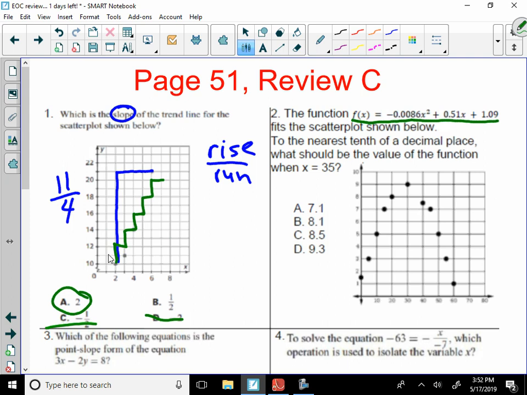Number 2, the function, that is a complicated function. I probably should type it in, but I think I'm just going to use the graph. To the nearest tenth of a decimal place, what should be the value of the function of x equals 35? I'm looking right here. 35 is like right here. I wonder if I'm able to tell from this graph where 35 should be. It looks like it's falling down, so maybe it's somewhere in here, like 8 something. I'm not confident there that I'm going to know which one it is. So I'm going to type it in my calculator.